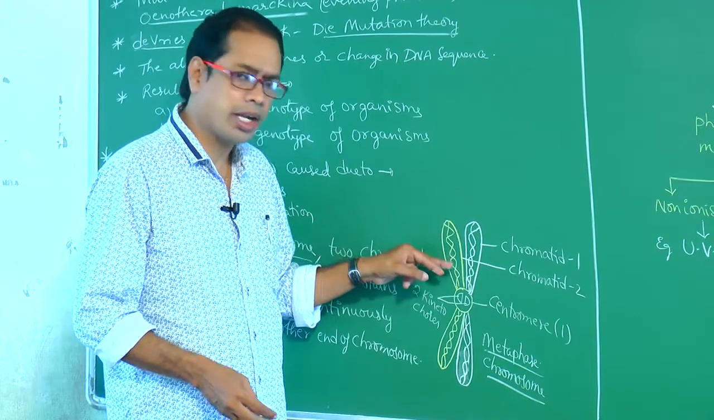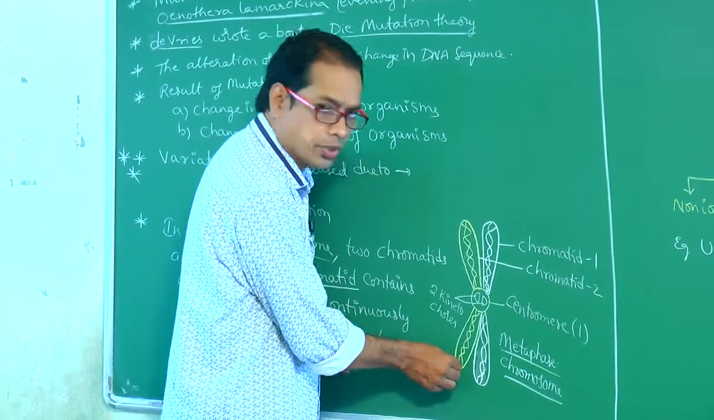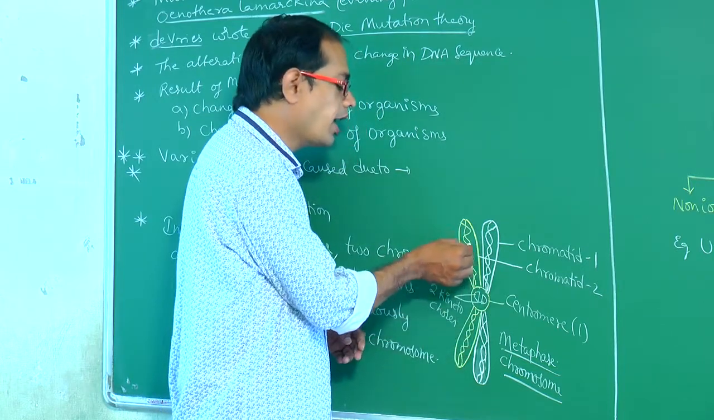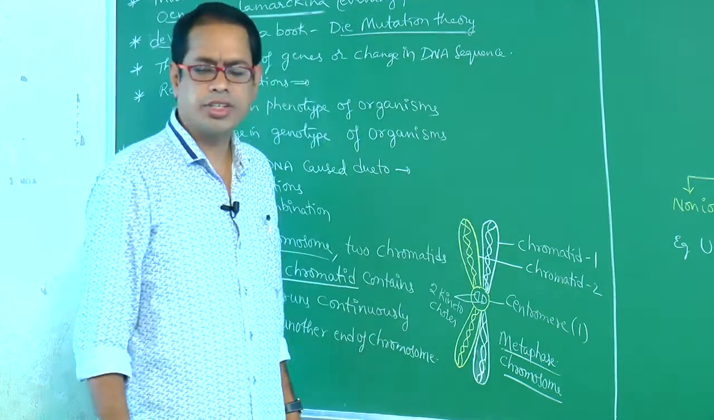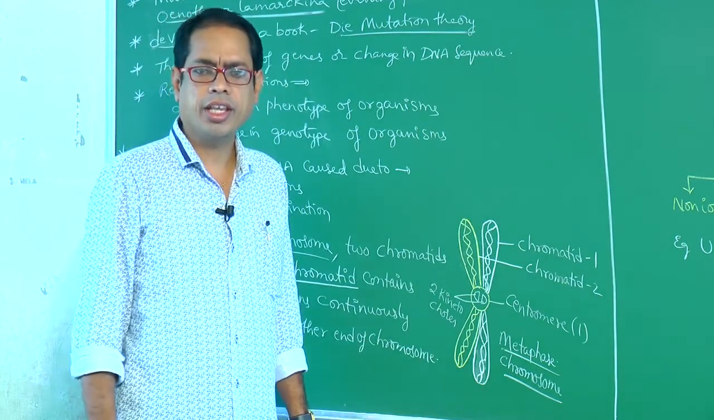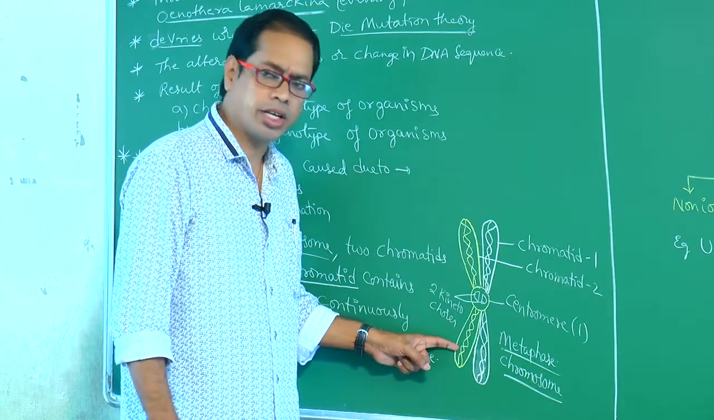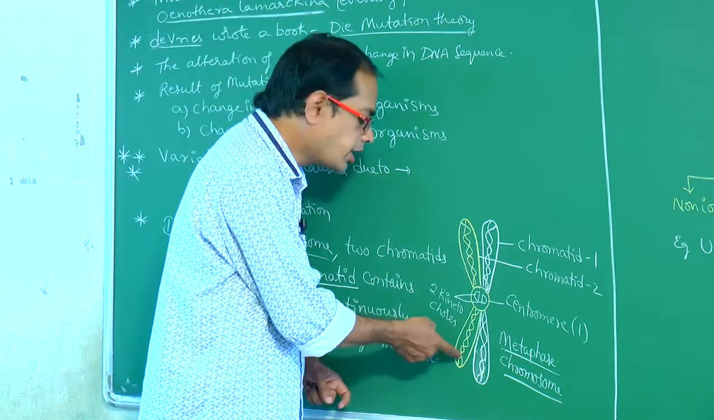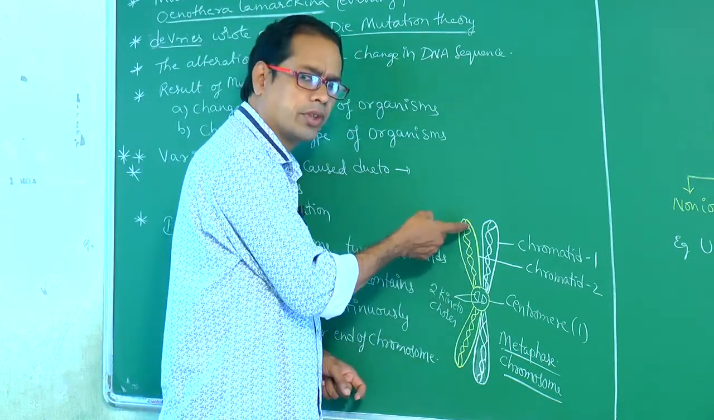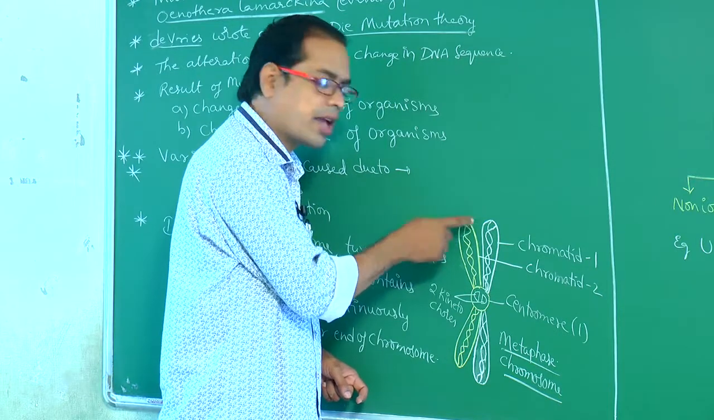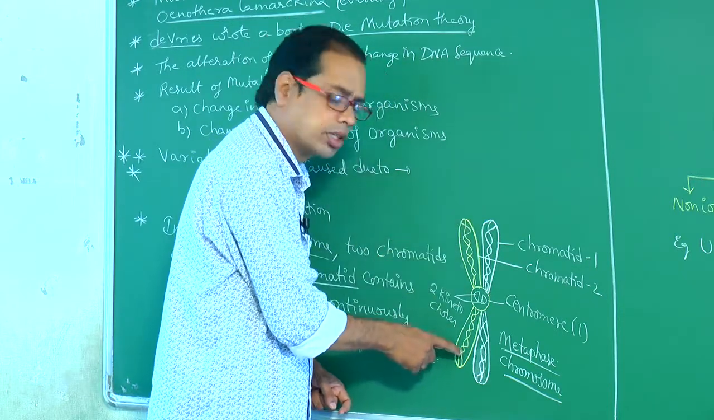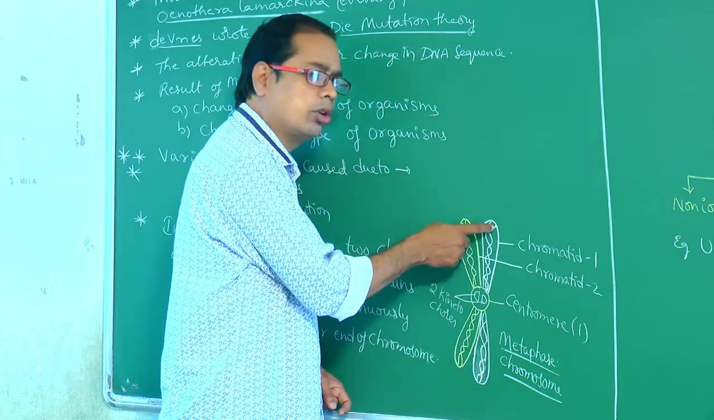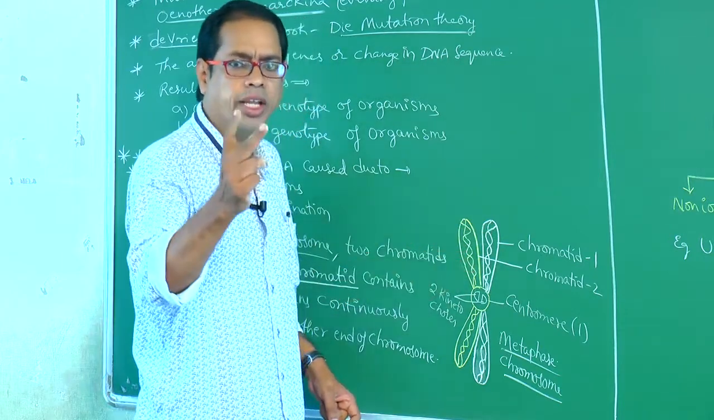Right. Inside that chromatid, DNA is present. It starts from one end of the chromosome and extends to the other end of the chromosome. That is DNA. So inside each chromatid, one DNA is present. How many strands does each DNA contain? 2 strands. This chromatid contains one DNA molecule which has 2 DNA strands. This chromatid also contains one DNA molecule which contains 2 DNA strands.